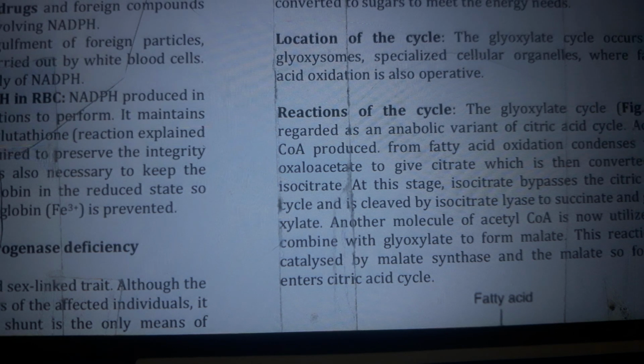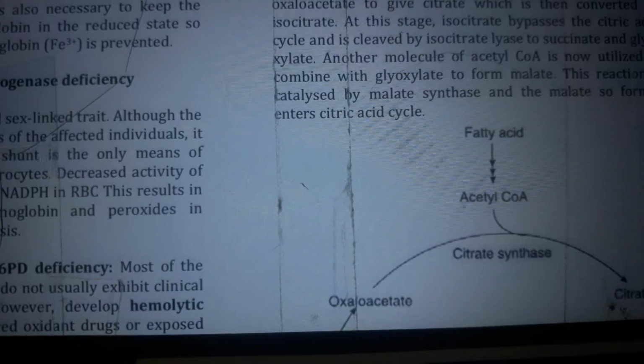The glyoxylate cycle occurs in glyoxysomes, specialized cellular organelles, where fatty acid oxidation is also operative. The glyoxylate cycle is regarded as an anabolic variant of the citric acid cycle. Acetyl-CoA produced from fatty acid oxidation condenses with oxaloacetate to give citrate, which is then converted to isocitrate.